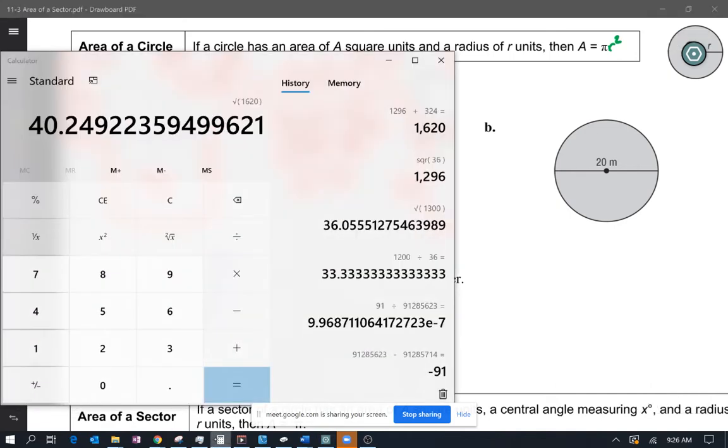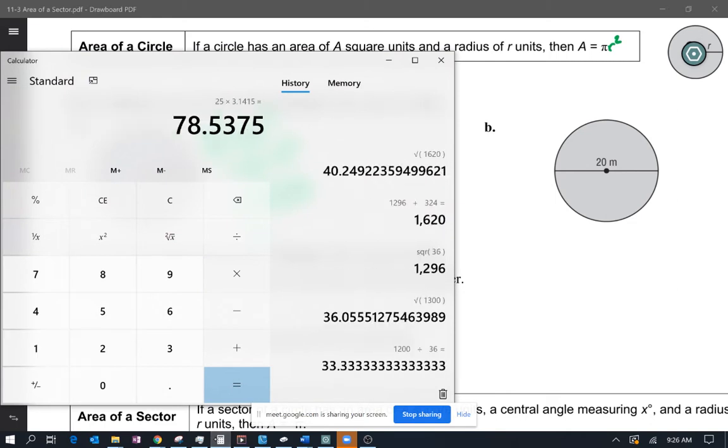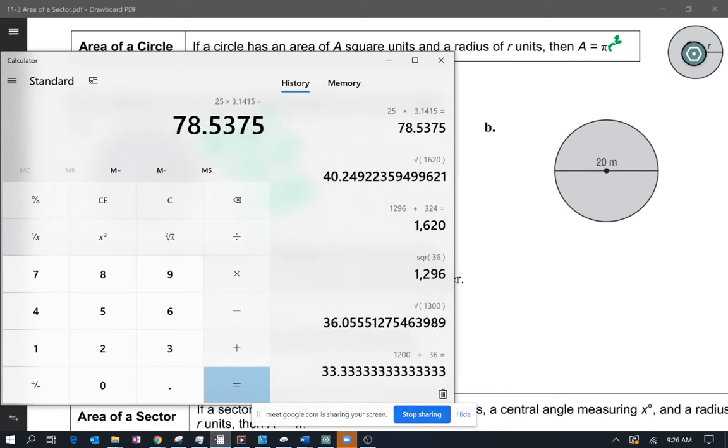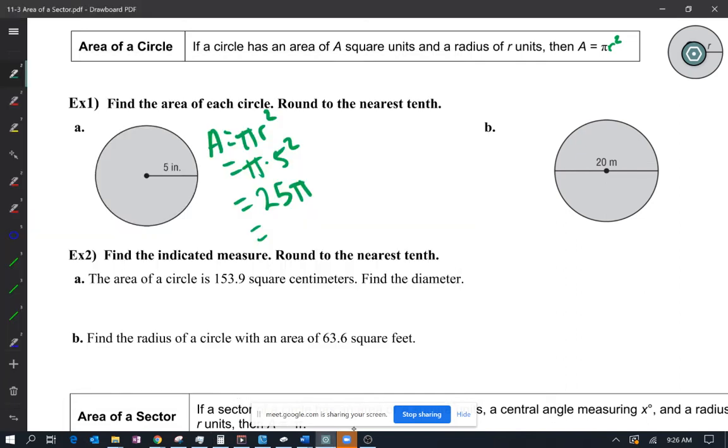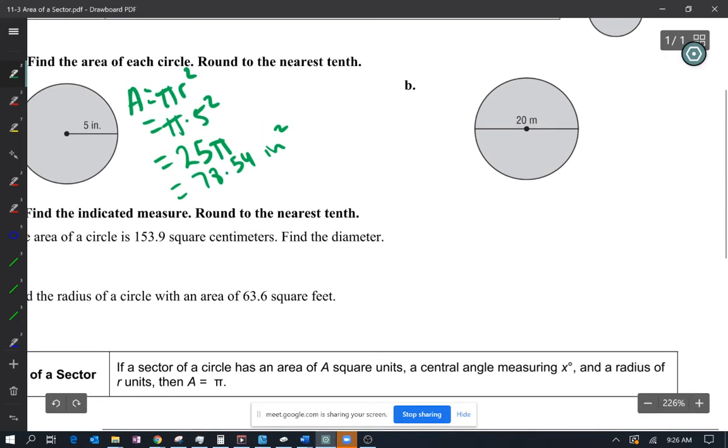I don't mind if you use a calculator on this. 25 times 3.1415 is 78.54, and its area, so it's inches squared. Okay? Easy.